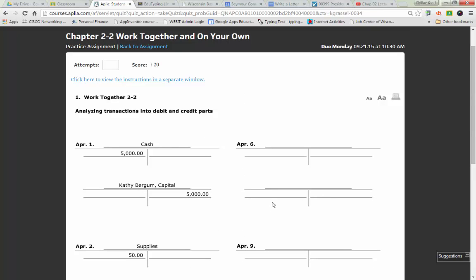April 6th. Bought supplies on account from Bale Supply. Jordan, what's one account? Supplies. Supplies is what type of an account? An asset. What is its normal balance? So are we going to debit or credit supplies? Debit, correct. So we're going to put that one first.